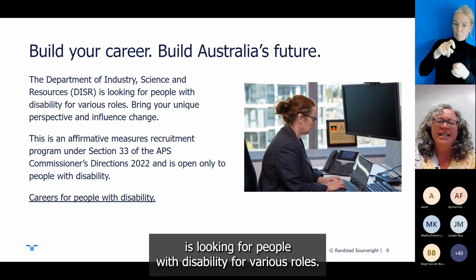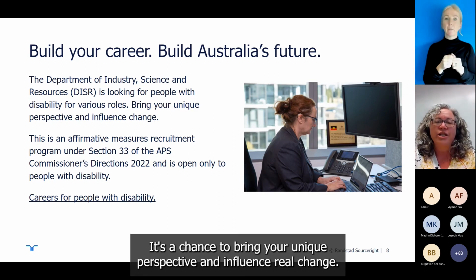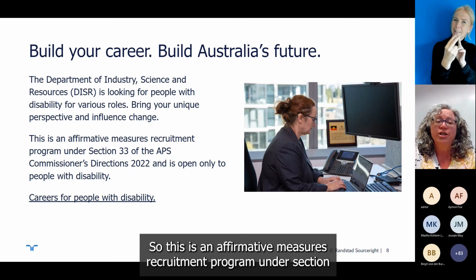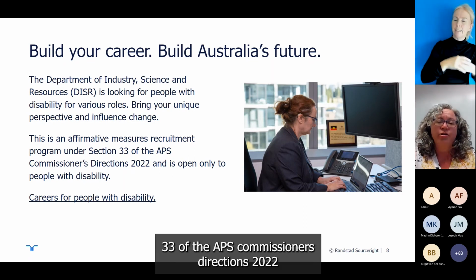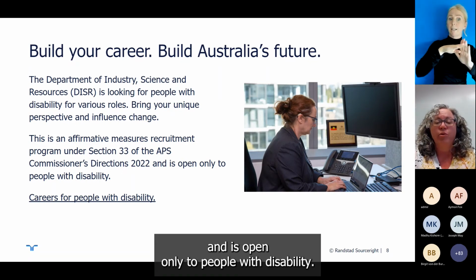The department is looking for people with disability for various roles. It's a chance to bring your unique perspective and influence real change. So this is an Affirmative Measures recruitment program under Section 33 of the APS Commissioner's Directions 2022 and is open only to people with disability.